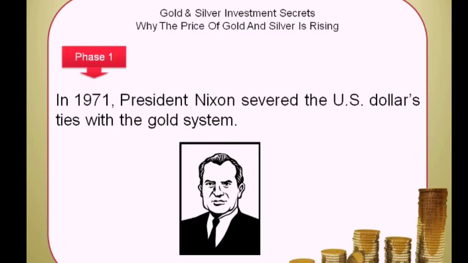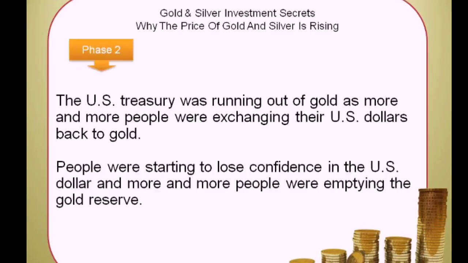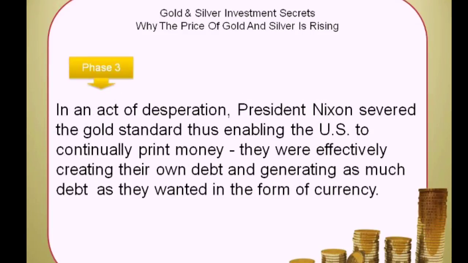In 1971, President Nixon severed the US dollar's ties with the gold system. The US Treasury was running out of gold as more and more people were exchanging their US dollars back to gold. People were starting to lose confidence in the US dollar and more people were emptying the gold reserve. In an act of desperation, President Nixon severed the gold standard, thus enabling the US to continually print money.